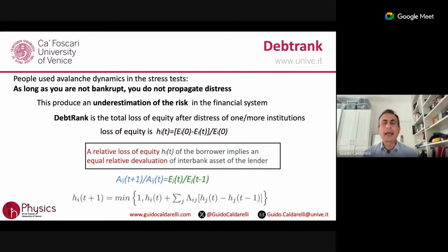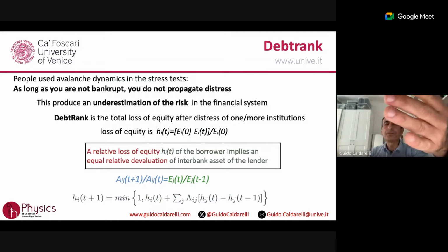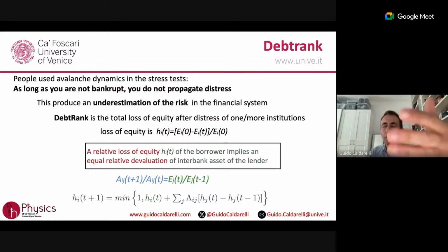That's the idea. And the microscopic rule that is in the DebtRank, I'll tell you for those of you who are interested, is computed by taking this ratio. So the ratio at two time steps of my assets is equal to the ratio of the equities at two time steps of the borrower. So if the equities of the guy are reduced in time because of a shock, at the next time step, even my equity that I invested in him is reduced by the same ratio.